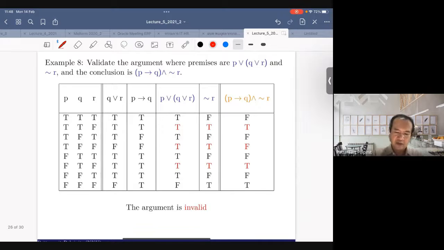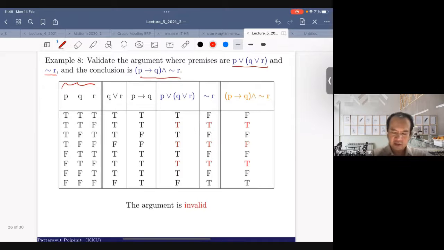Let's see another example. Similarly, you have the premises P or Q or R, and the negation or, the same premises, and the conclusion is P implies Q and negation or. So again, create a truth table. This is the atomic propositions P, Q, R, and this is the premise P or Q or R and negation or, and this is the conclusion. After filling in all the truth values in the truth table, you look for the critical rows, right?